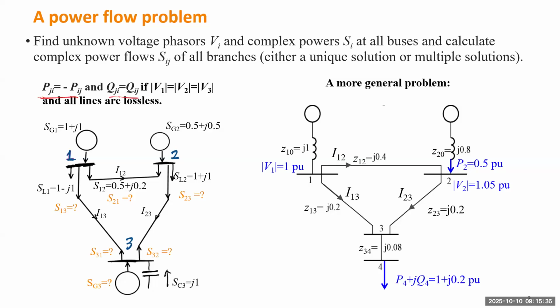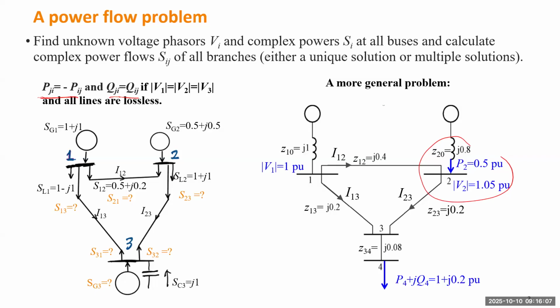But when we come to a more general problem, even if we take a similar topology or similar complexity for the network, at each bus, we may know some variables, but we still need to solve the other variables. For instance, at this substation, we know the active power is 0.5 per unit, which means 50 megawatts if we use 100 MW as a base.